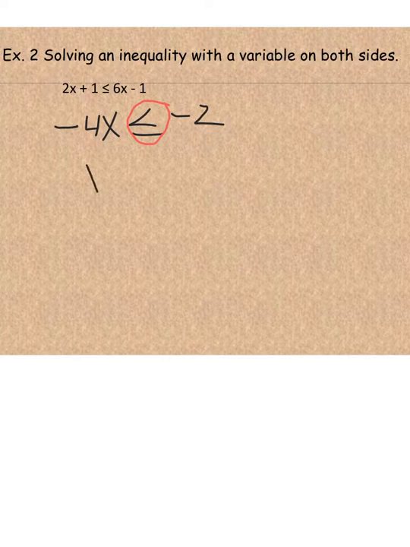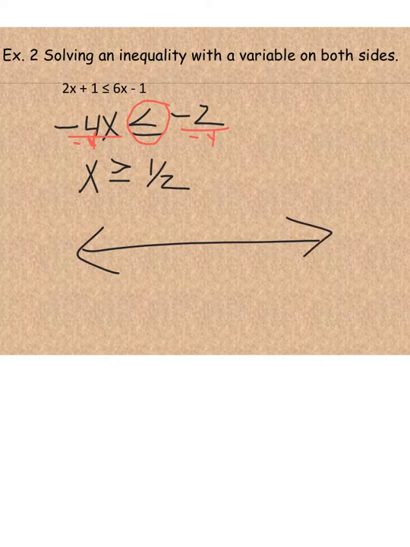So here this will become that x is greater than or equal to 1/2. Because I'm dividing by negative 4, we'll write this in here so we can see it. Negative 4 on both sides. And because I divided by that negative, I change the sign to be greater than or equal to. So here we have that x is greater than or equal to positive 1/2.